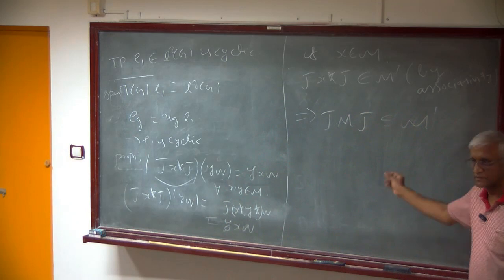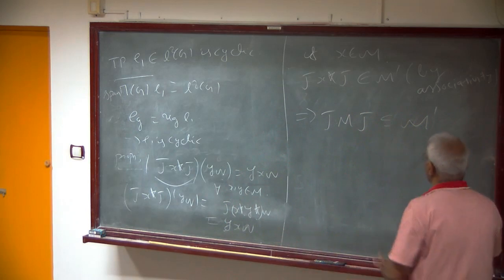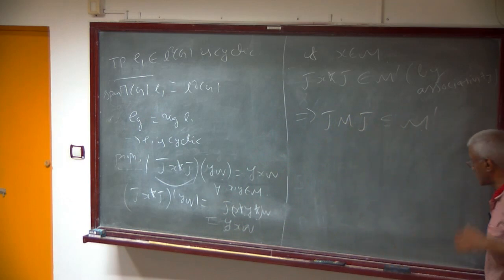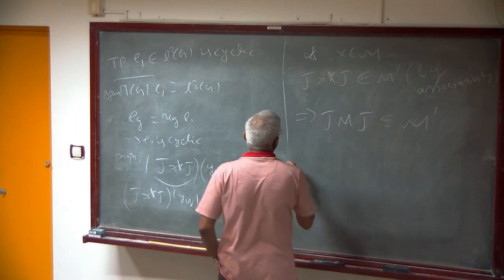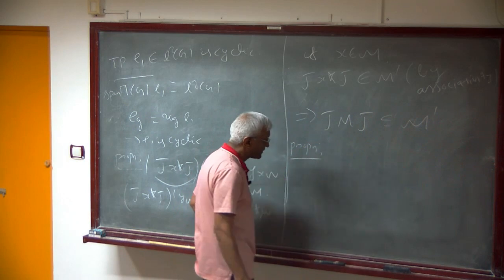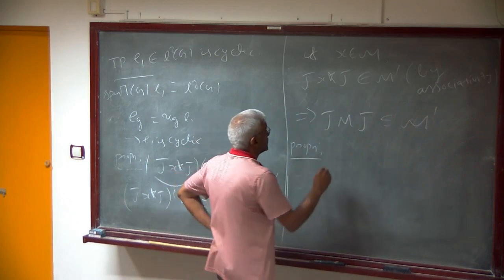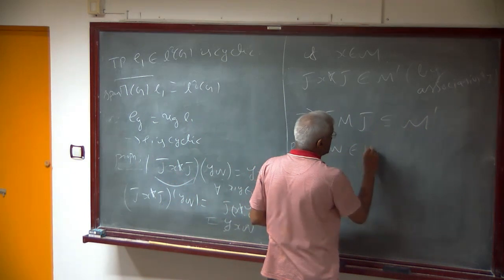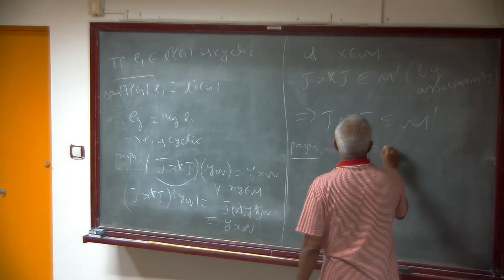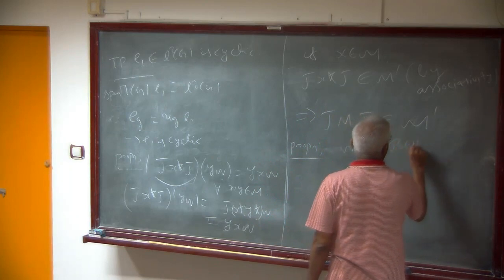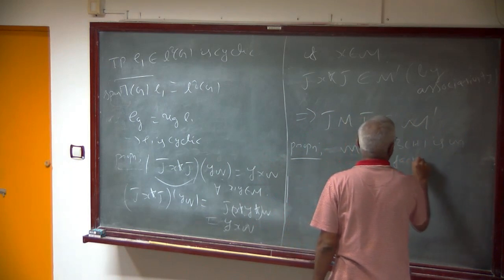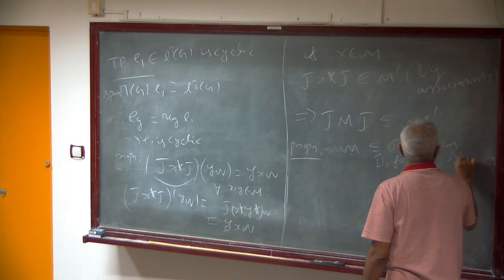So if you apply j, these are operators. You take all such operators, j x j, and that is contained in M prime. You want to prove it is equal. So for that, we prove the following proposition. Omega in H, M contained in B of H is a II-1 factor in standard form.